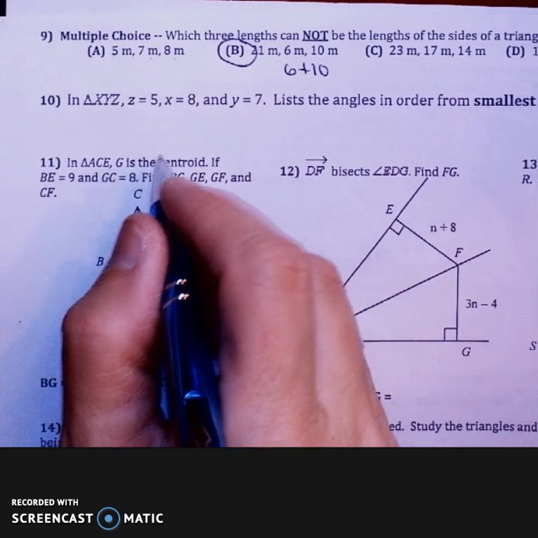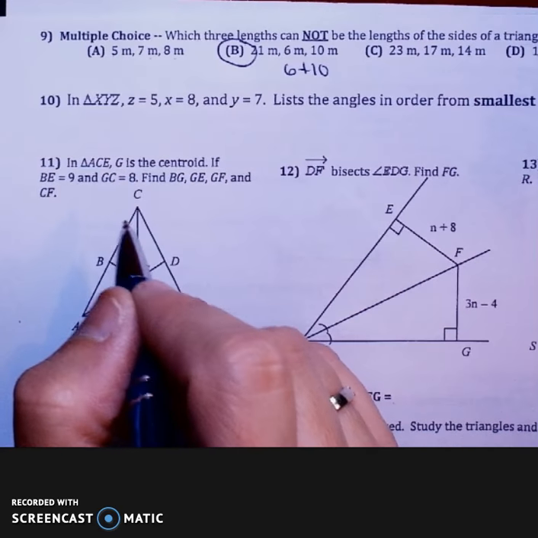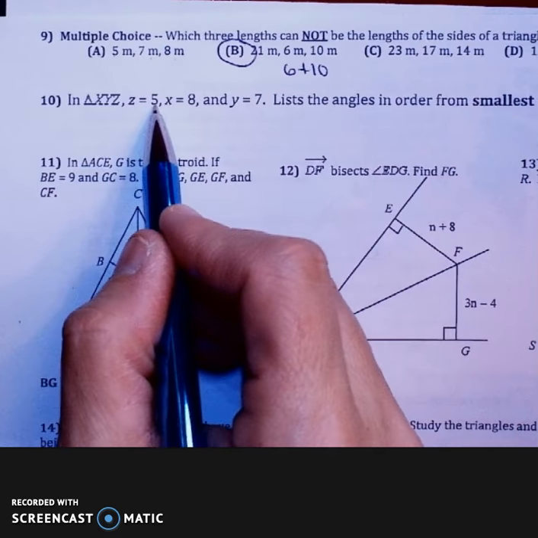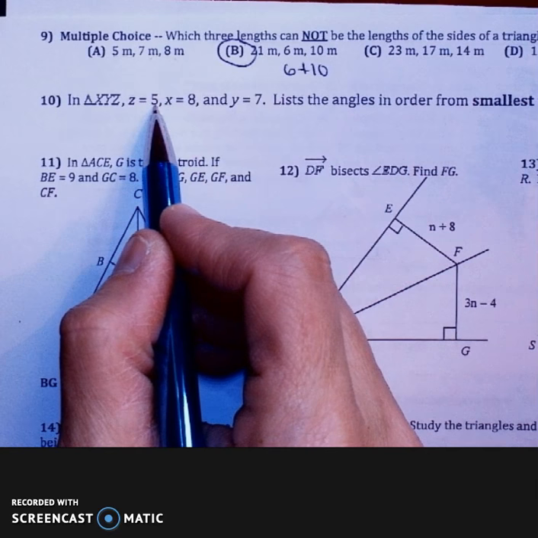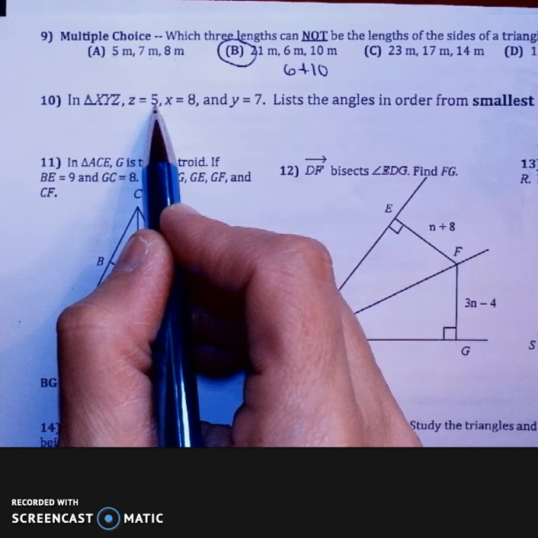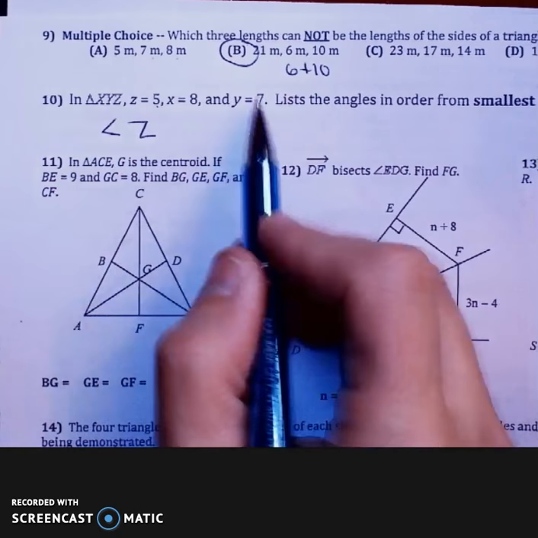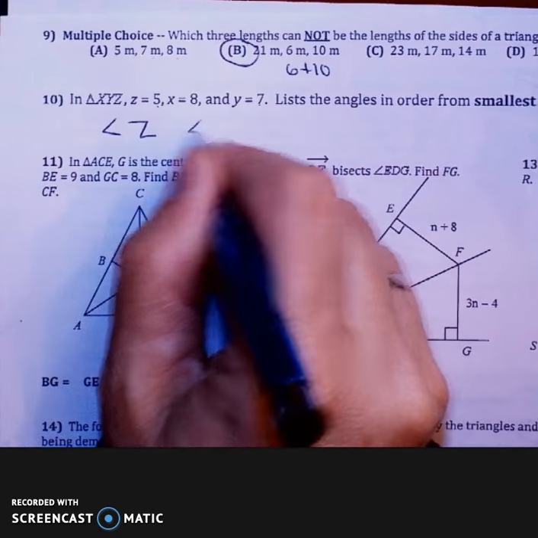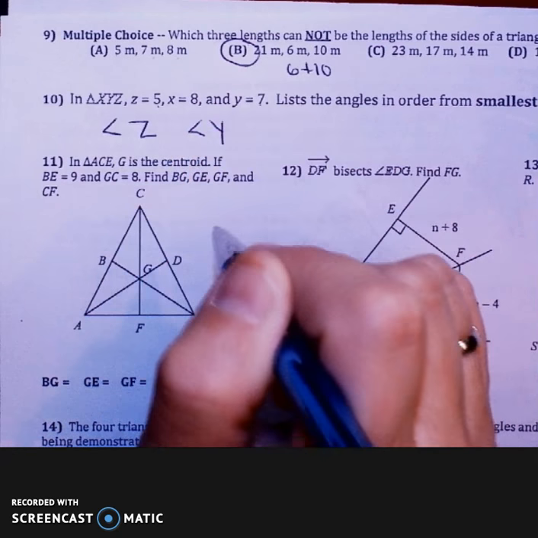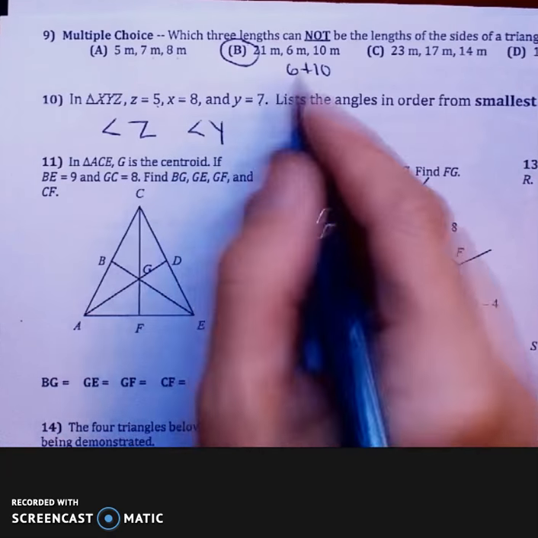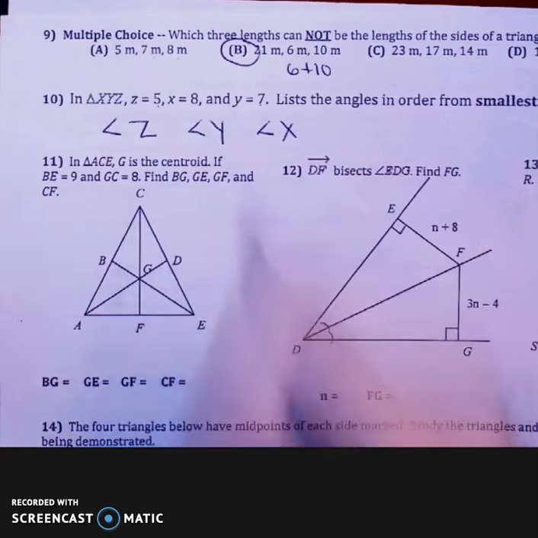Okay, on 10, you can draw out the picture, or we also talked about this in class. If the smallest side is 5, then the angle across from it, which would be angle Z, would be the smallest angle. The next smallest is angle Y, because its side is 7, and then the last one is going to be angle X.